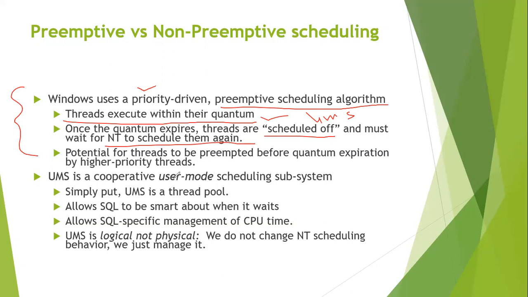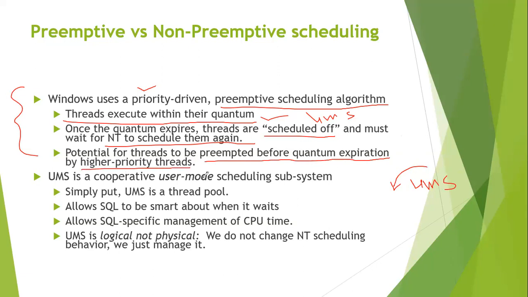So the operating system, off the CPU, will allow other threads to execute, right? So it will come out of the CPU and it will write a context of the thread, and it will wait for its next turn to execute on the CPU, right? It will wait until all threads complete their 4 millisecond quantum so that it will start executing again. Potential for a thread to be preempted before the quantum expires by high priority threads. That's what I was talking about, right?